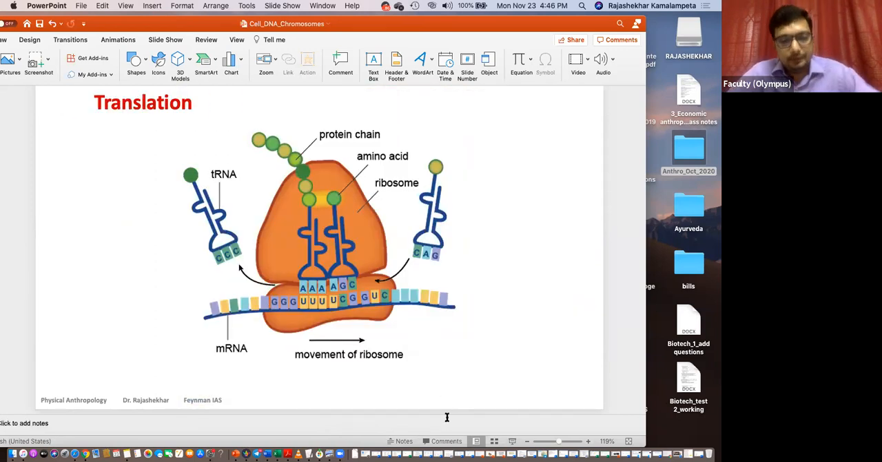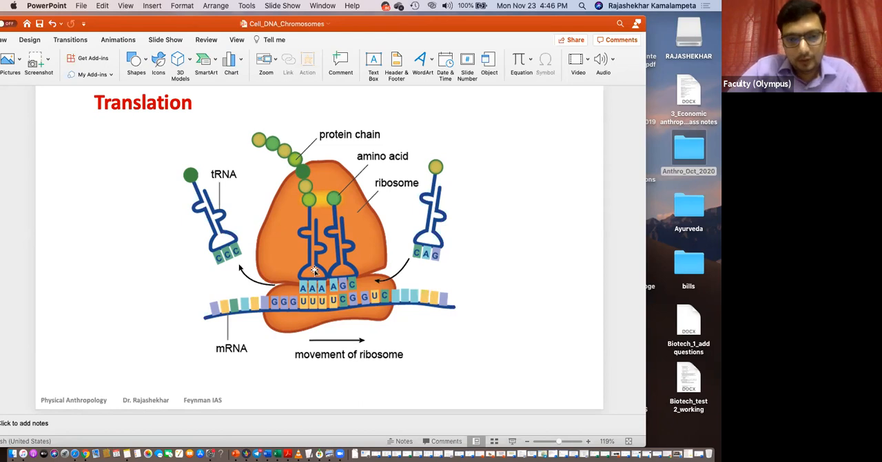Yeah, this image is better. We're talking about translation here. The ribosome has two pieces: we call them the small subunit and the large subunit. Between these two, mRNA is placed. The mRNA is placed in the center and the top ribosome sits on top of it.